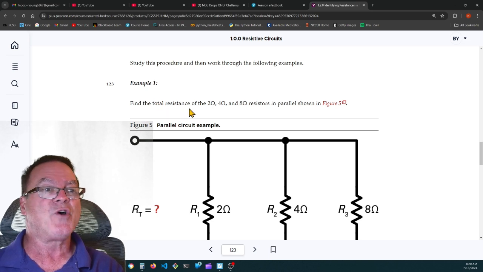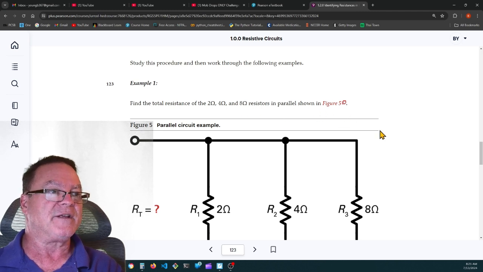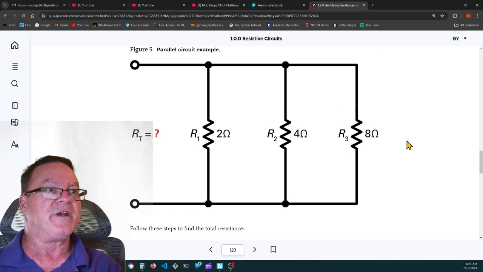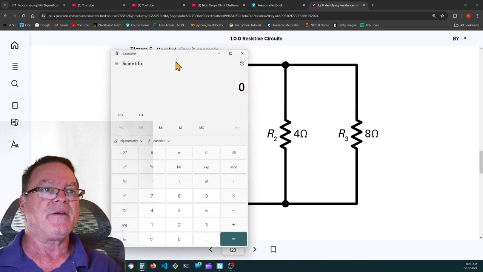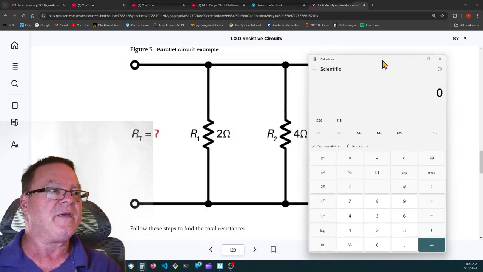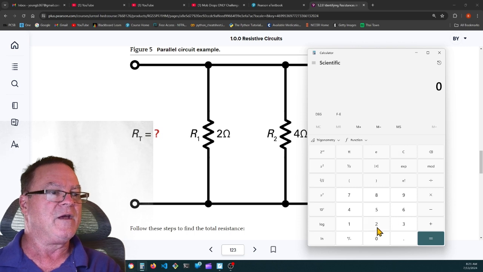Example number 1 says, find the total resistance of the 2 ohm, 4 ohm, and 8 ohm resistors in parallel as shown in figure 5. So here's figure 5. We have three resistors in parallel: a 2 ohm, a 4 ohm, and an 8 ohm resistor. In order to find the total resistance of this circuit, we'll use our calculator. And we'll say 2 reciprocal.